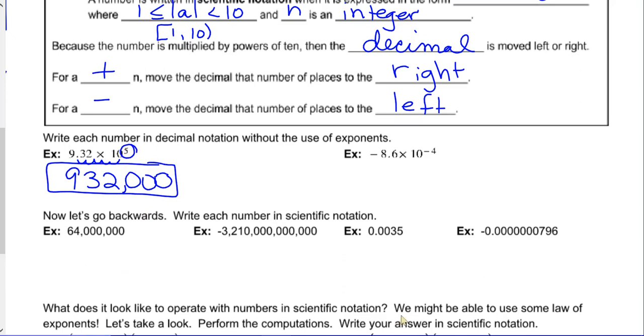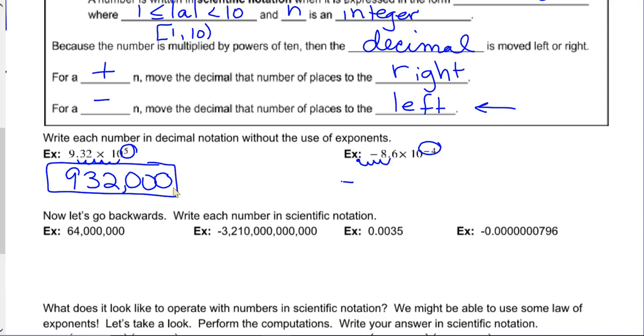Notice here I have negative 8.6 times 10 to the minus 4. The negative 4 means I move my decimal to the left. I'm going to end up with a smaller number. Now, ultimately, it's going to be negative. But we're going to take this decimal, move it 1 place, 2, 3, 4. That's where my new decimal is going to occur.